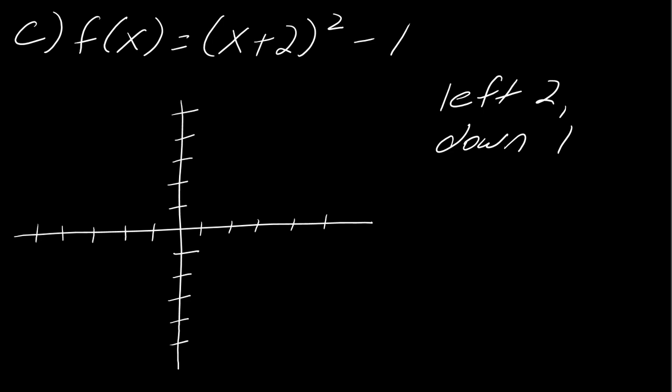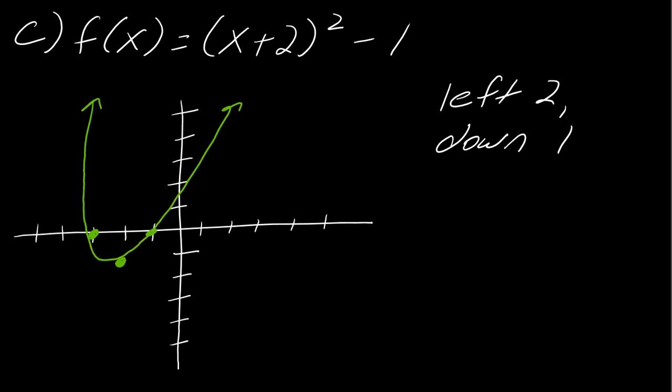Okay, so I'm going to move to the left 2 and down 1. So this is where I start. And then we just talked about, right, with the previous examples, to make a parabola, you go out 1 in each direction. So out 1 and up 1 in each direction. So out 1 and up 1. And then it's a U shape.